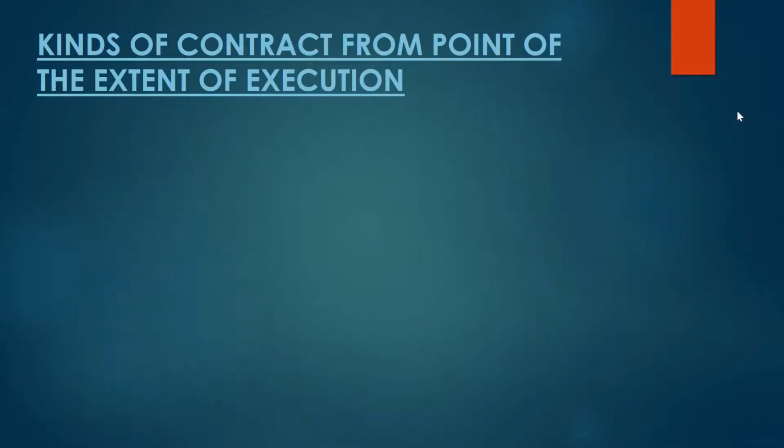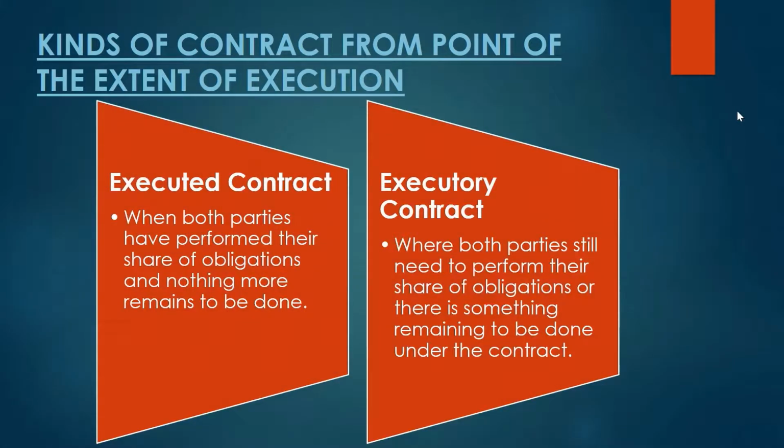Okay, now let's discuss the kinds of contracts from the point of the extent of execution. Here we have two kinds of contract. One is executed and second is executory. Executed contract is what? Executed contract is a fully performed contract. Here all the parties have performed their share of obligations and nothing more remains to be done.